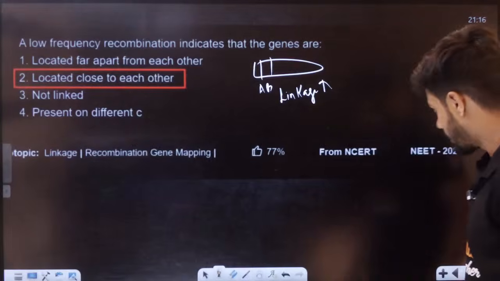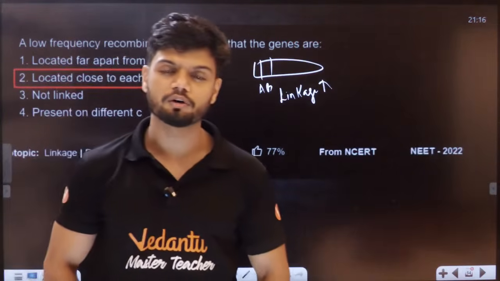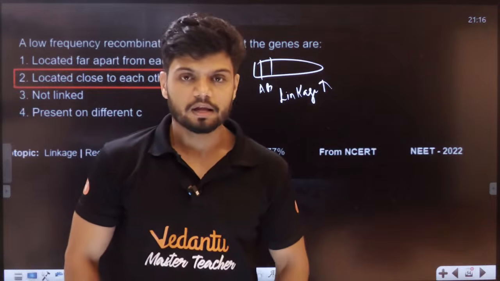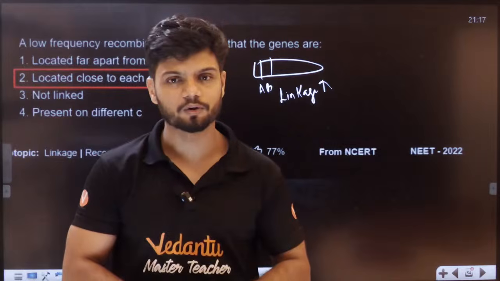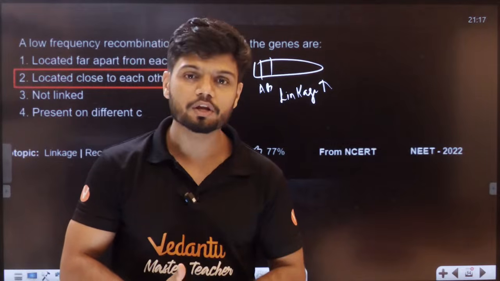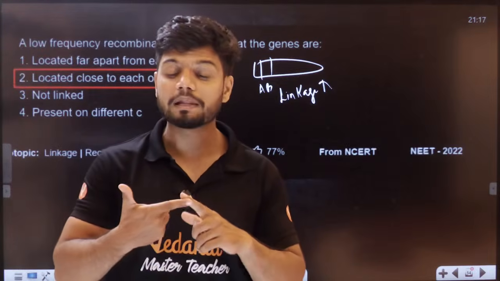Okay, students. Now, with that, we come to the end of linkage and recombination. Now, students, I'll be teaching you two most important topics, which have been repeated in examinations multiple times, called polygenic inheritance and pleiotropy.